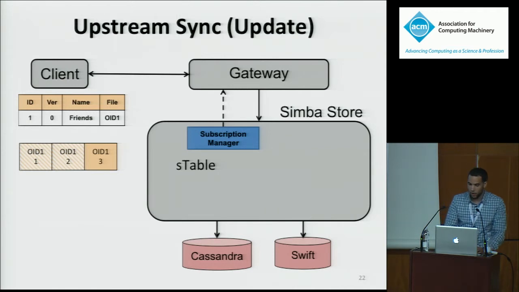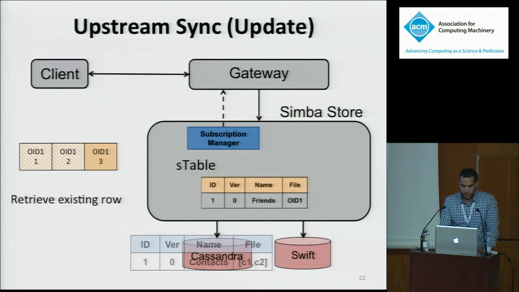So I start here at a point where all clients have already synced some initial version of the S table. So you can see that they already have a table on the left-hand side and some objects. And this particular client wants to make some changes. So you can see that the row ID 1 has some changes, and there's also a third chunk that's been added to the object.